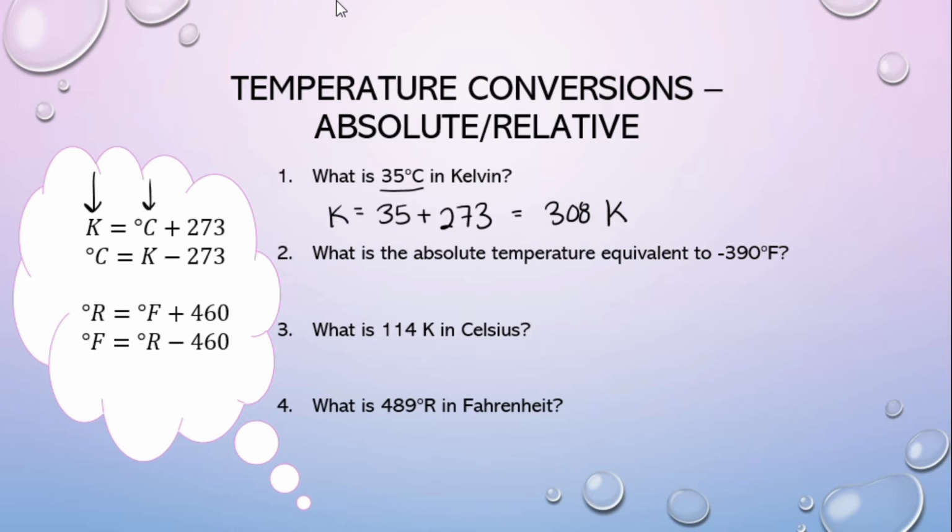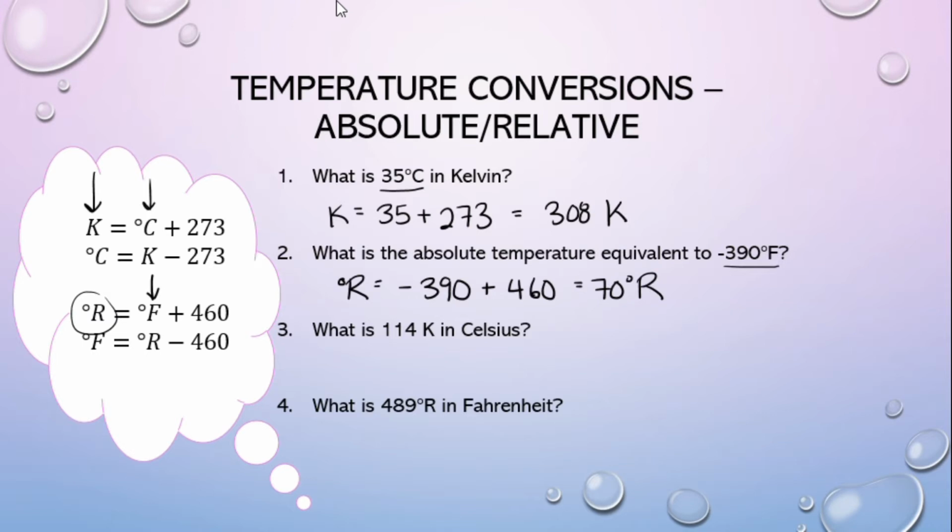Looking at number 2, we're looking for an absolute temperature. We're given Fahrenheit. So given Fahrenheit, that means the temperature we're looking for is Rankine. Degrees Rankine is going to be equal to the temperature in Fahrenheit. Don't drop the negatives. Plus 460 equals 70 degrees Rankine.